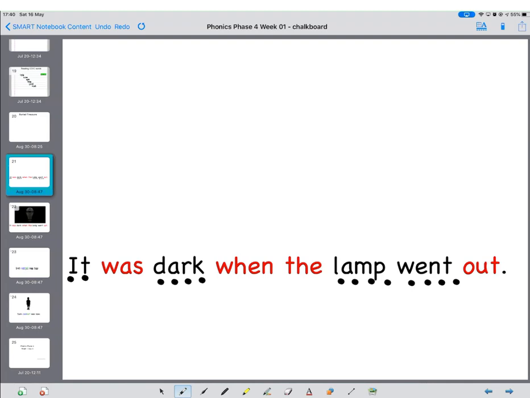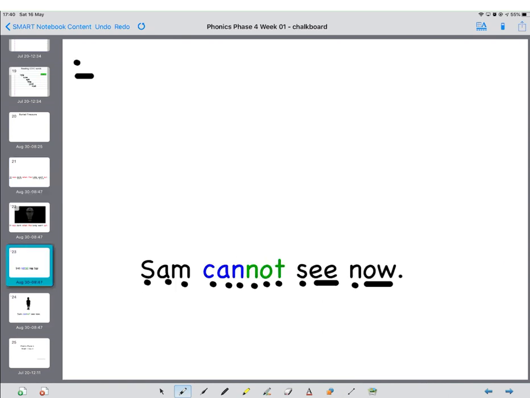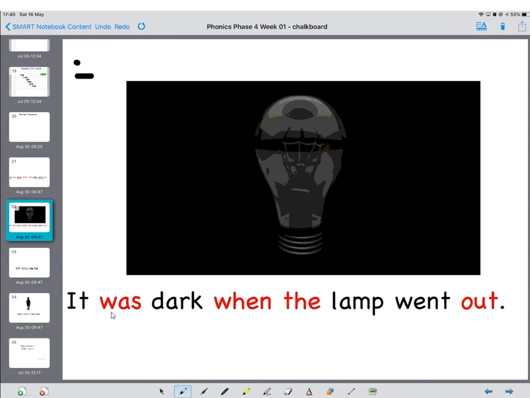Brilliant work. Okay, so now we're going to have a go reading a sentence using the sound buttons. And any red word is a tricky word. It was dark when the lamp went out. And let's read that for fluency. It was dark when the lamp went out.